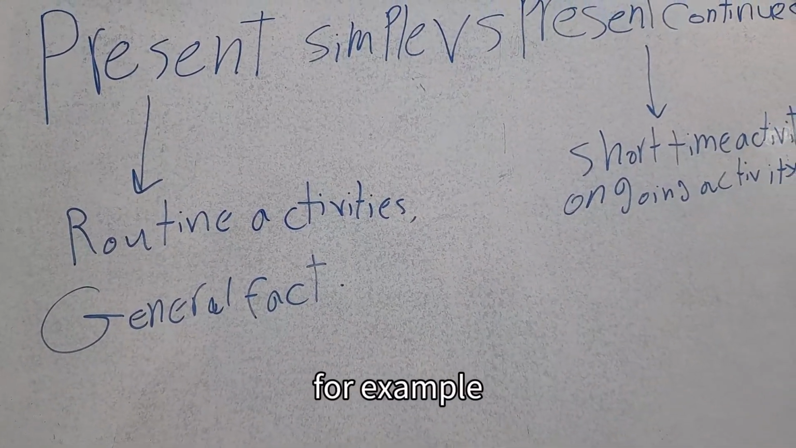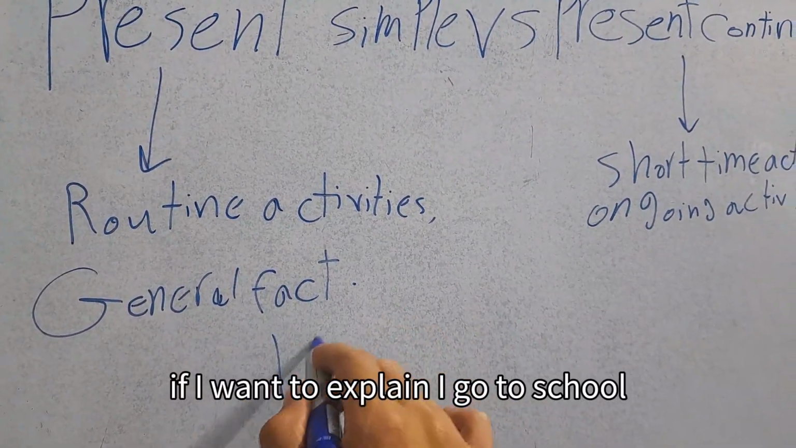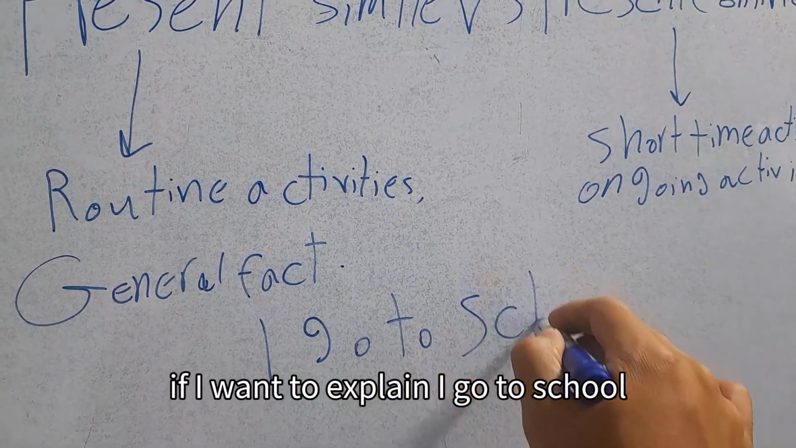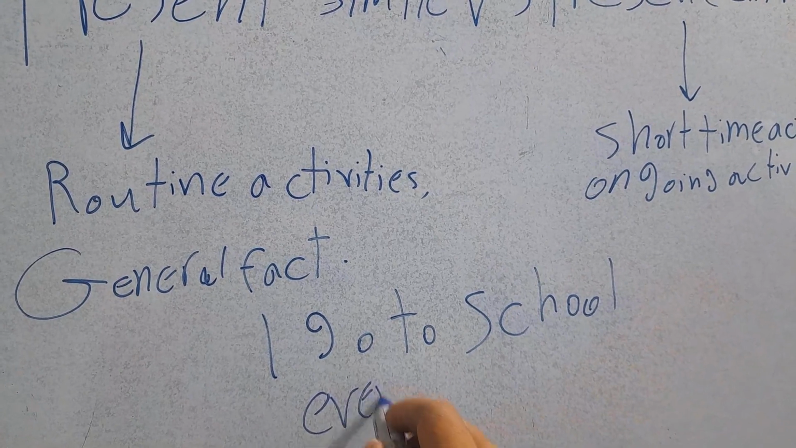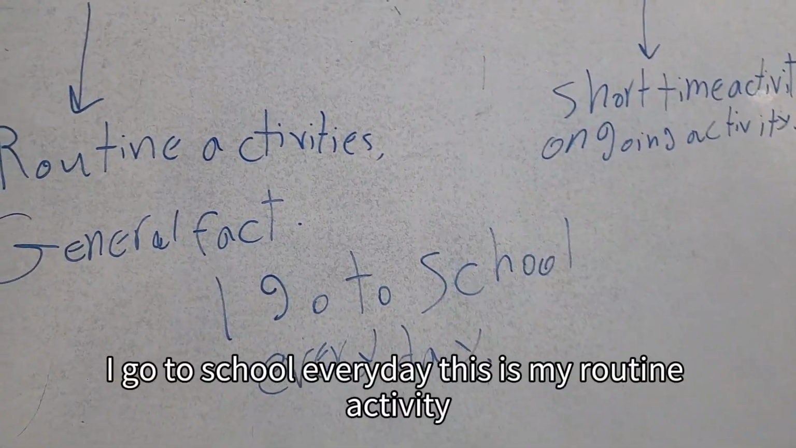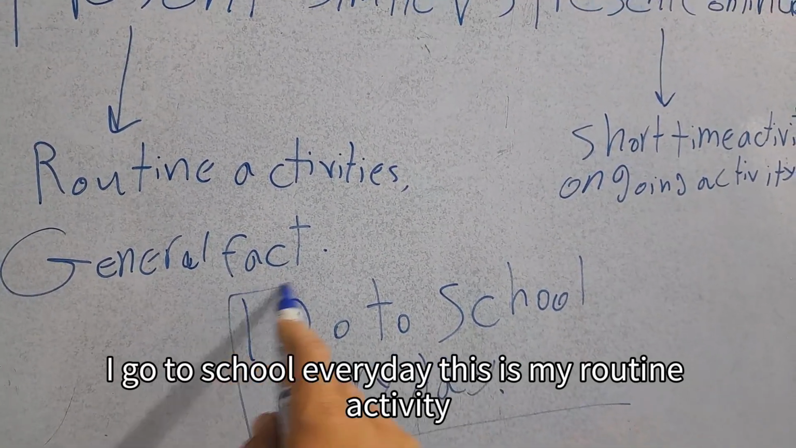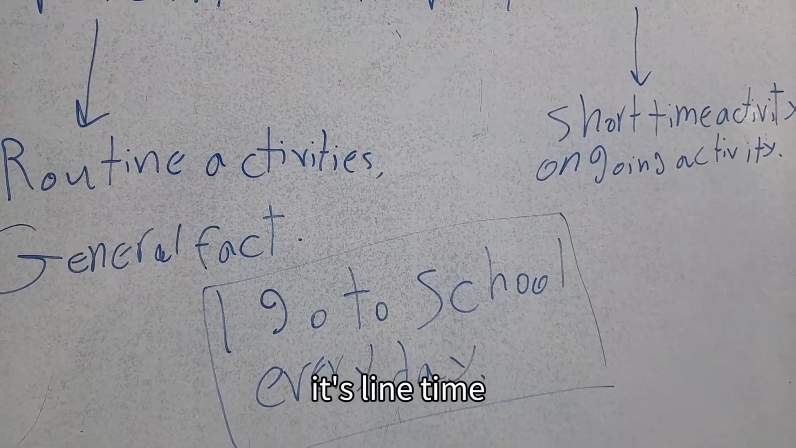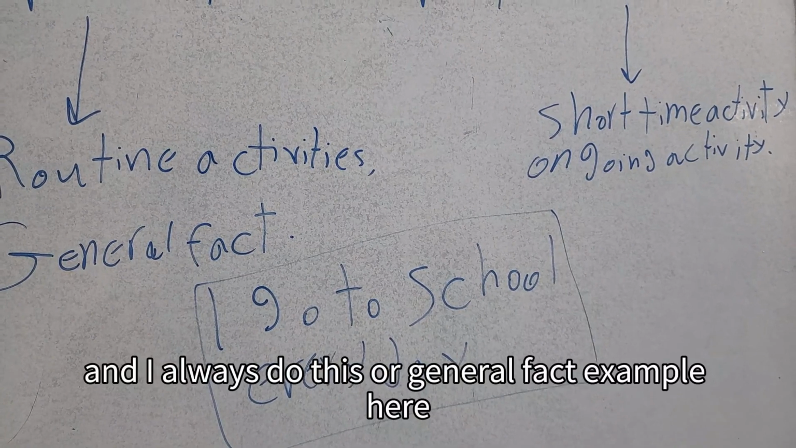For example, if I want to explain, I go to school every day. I go to school every day. This is my routine activity. It's line time. And I always do this.